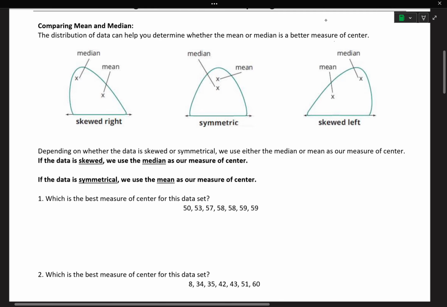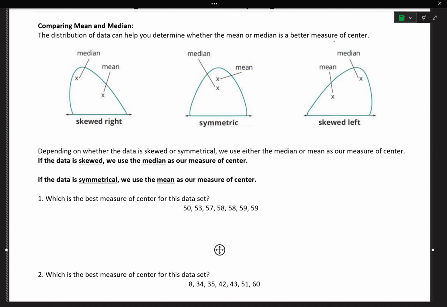The reason we need to compare mean and median is to decide whether our data is skewed or symmetric. When we have symmetric data, our mean and median are about 1 unit apart. When we have data that is skewed, that means our mean is larger or smaller than the median by more than 1. When we're skewed right, the mean is larger than the median, and when we're skewed left, the mean is less than the median.